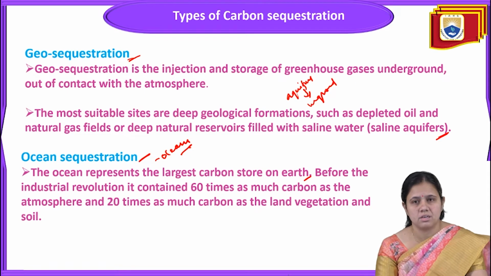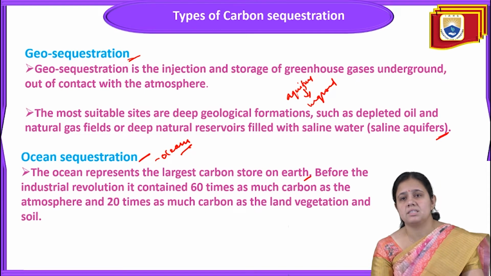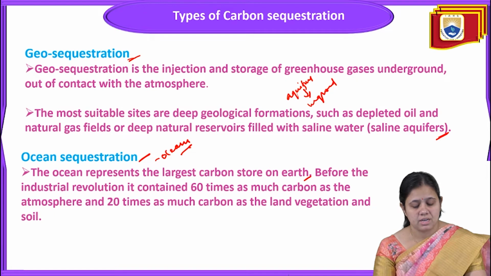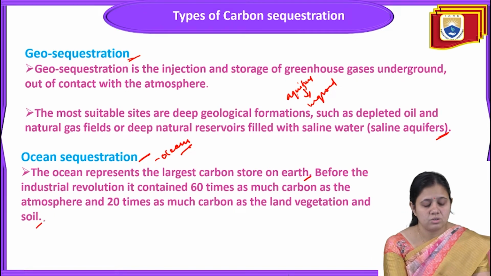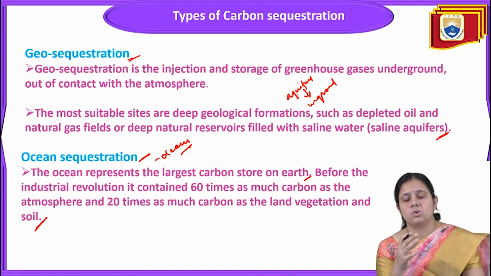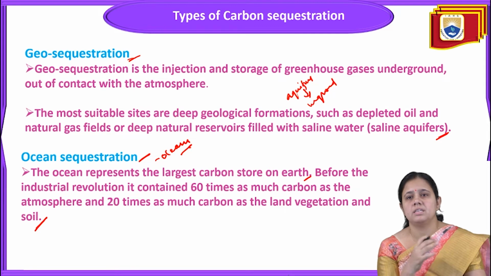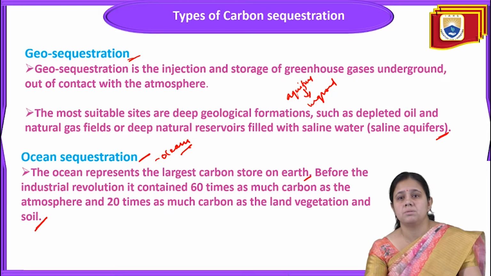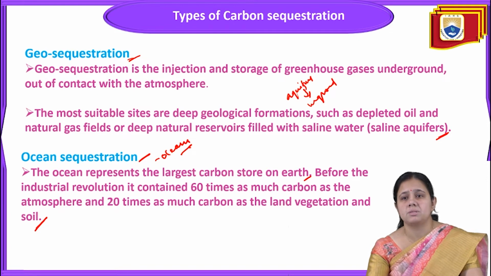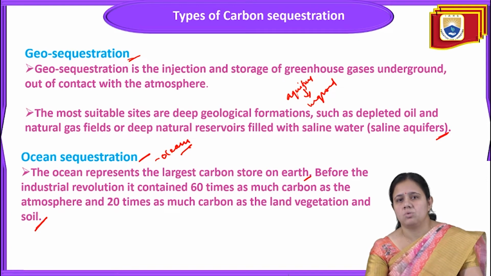Before the industrial revolution, it contained 60 times as much carbon as the atmosphere and 20 times as much carbon as the land, vegetation and soil. So this was about the sequestration or storage of carbon in the ocean, because the ocean is present in a very large amount.